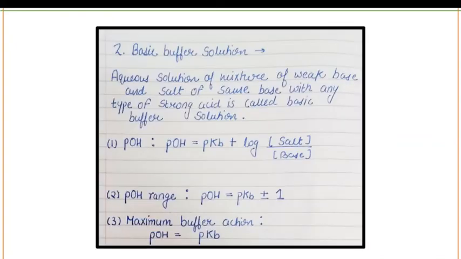Next we have basic buffer solution. An aqueous solution of a mixture of weak base and salt of the same base with a strong acid is known as basic buffer solution. If you want to calculate the value of pOH, then this will be equal to pKb plus log of the concentration of salt divided by the concentration of base. pOH range will be equal to pKb plus minus 1, and maximum buffer action will be when pOH is equal to pKb. Okay guys, so this was all about today's lecture.